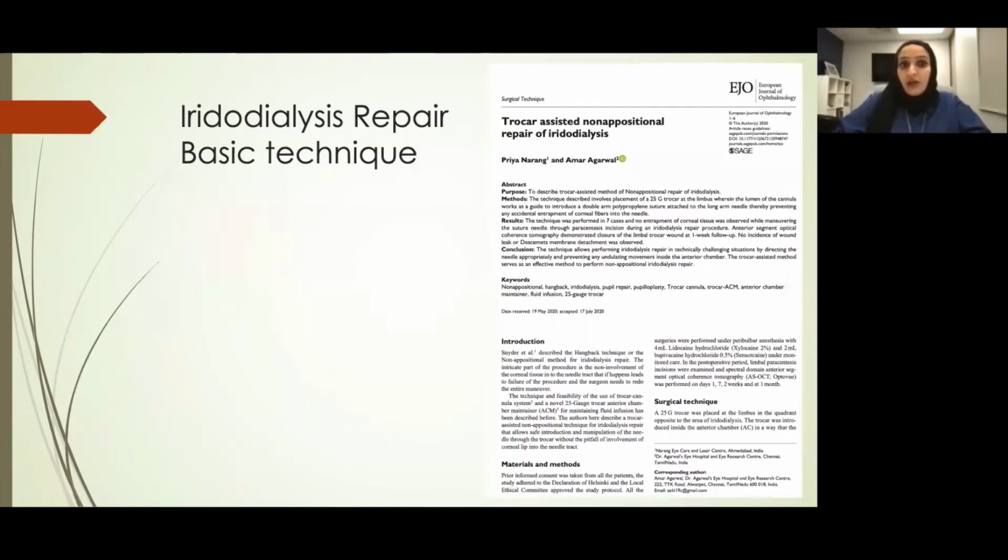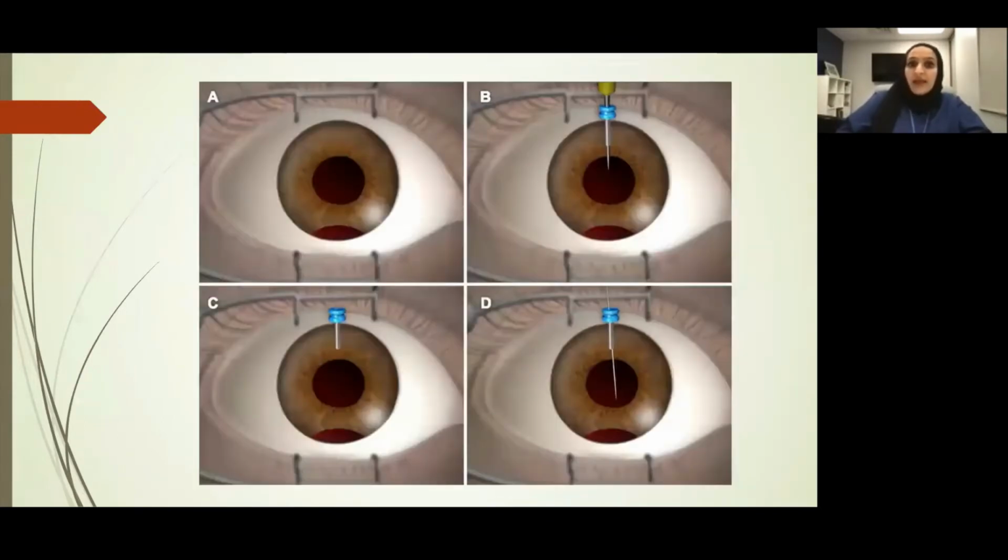Moving on to iridodialysis repair, I read a very nice paper by Priya Narang and Amar Agarwal on trocar-assisted non-oppositional repair of iridodialysis. Here, as you see, there is almost 2 clock hours of iridodialysis. A 25 gauge trocar is placed 180 degrees in front of the area that we want to fixate. This creates a very contained sealed chamber, so we do not lose fluids.